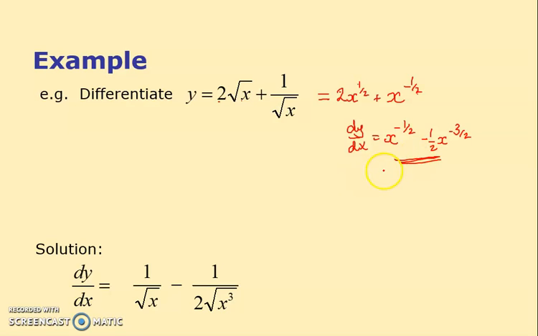This can be rewritten. Obviously, we put the x to the minus a half on the bottom, so it's 1 over root x, like so. And this, the 2's already on the bottom. The minus means the x is going to go on the bottom. It is cubed, because that's the top number, and it is square rooted as well. And that's what that says.